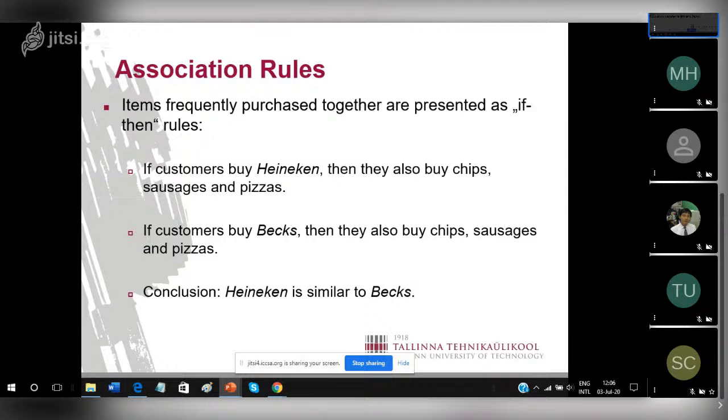So here we make the conclusion based on the association rules. For this purpose, we look at what items appear on the right-hand side of the rules. If we have a pair of rules that have a similar set of items on the right-hand side, then the items that appear on the left-hand side of those rules will be viewed as similar.